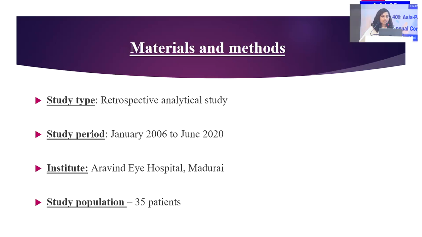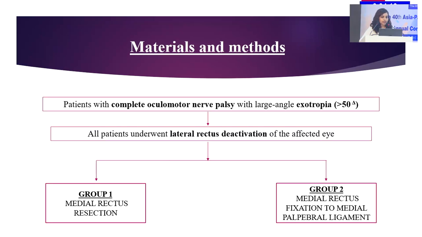It was a retrospective analytical study carried out between Jan 2006 to June 2020 at Arvind Eye Hospital, Madurai. We had a total of 35 patients. All our patients with complete oculomotor nerve palsy with large angle exotropia, more than 50 prism diopters, underwent lateral rectus deactivation of the affected eye. In group 1, this was combined with medial rectus resection. In group 2, it was combined with MR fixation to the MPL.